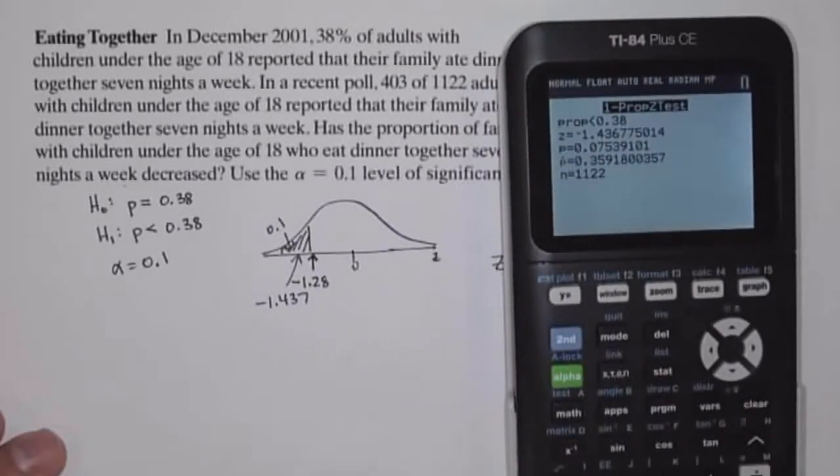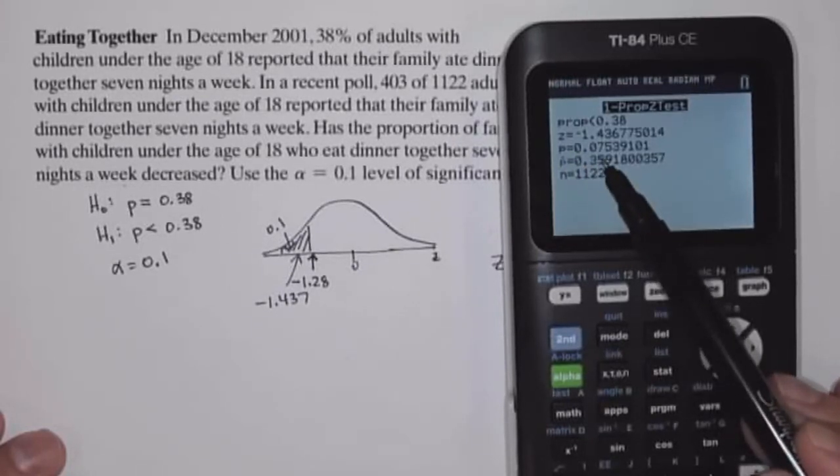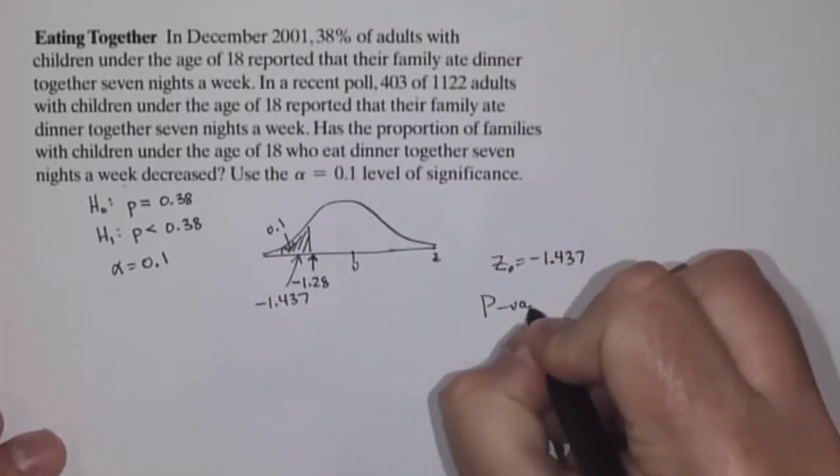Now the other thing that the calculator gives me is right here, the p-value. p equals 0.0754. That is the p-value.